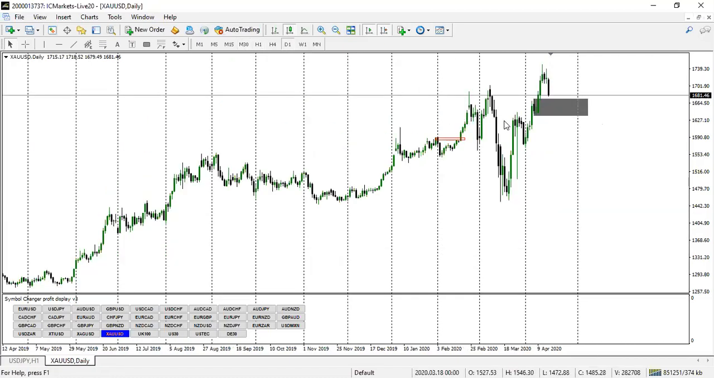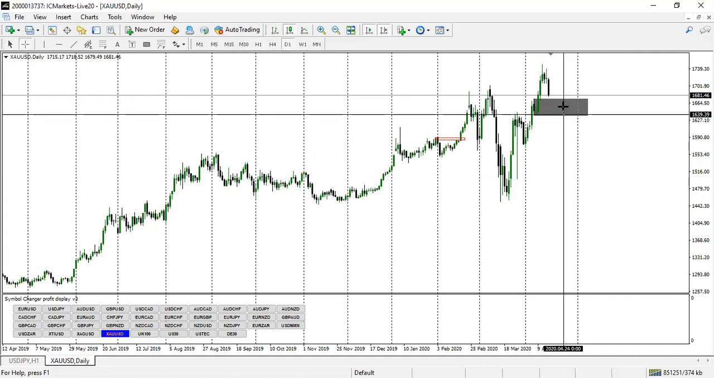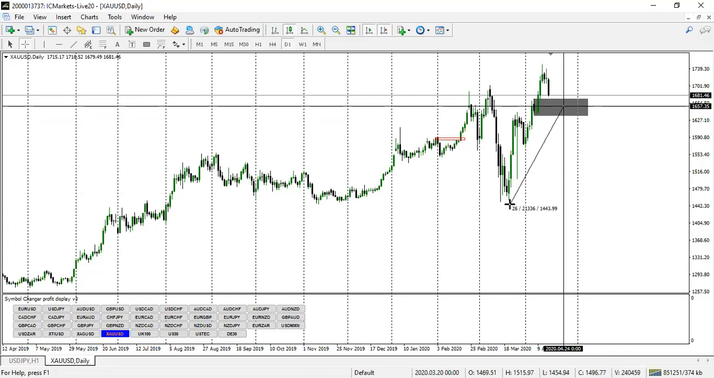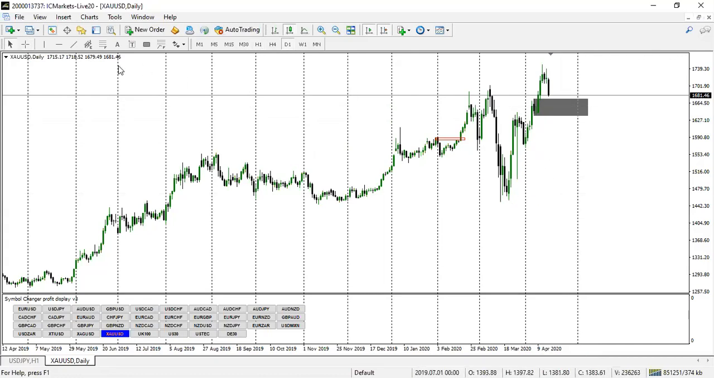However, if this level is broken, then we might be looking for a retracement. Then this pair might give us something around 2,000 pips, because I will be targeting this area or this area. On the final note, if this level is broken, then gold might go more to the downside. So that's the analysis for gold.